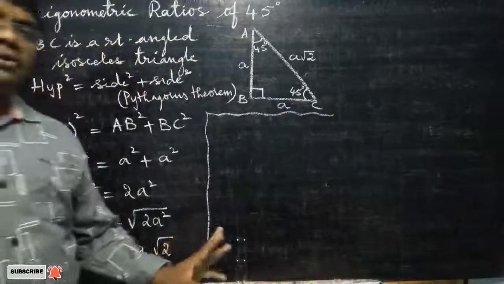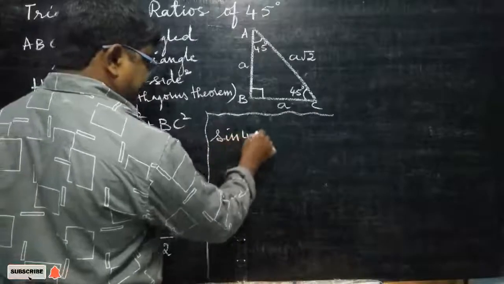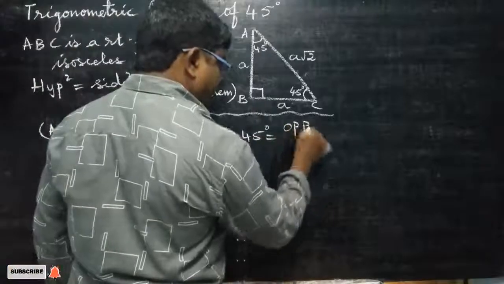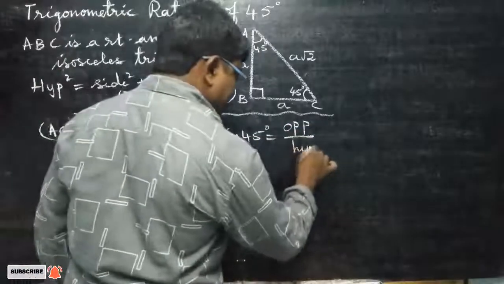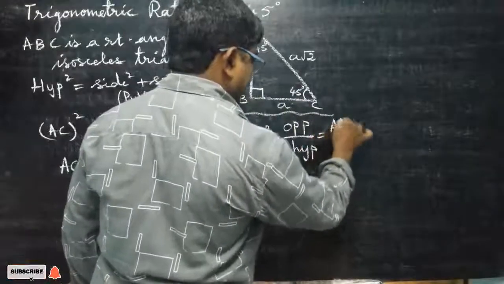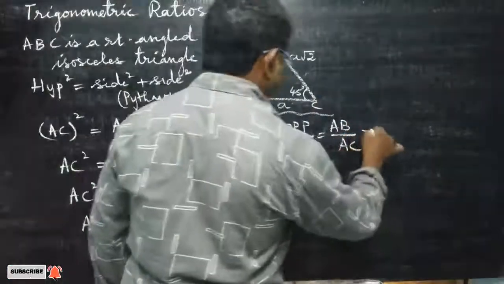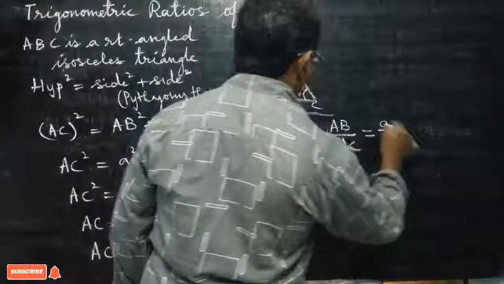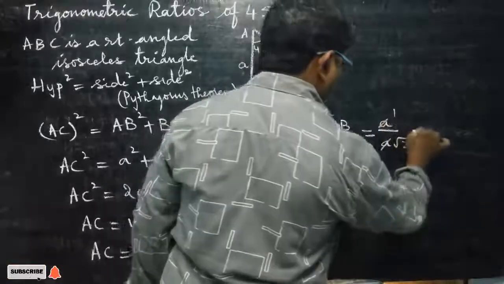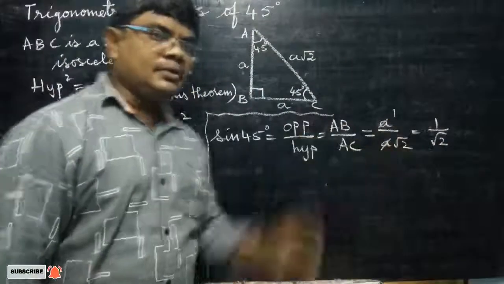Sine, cos, tan, if you know these, the rest three come automatically. So now sine 45 degrees. Sine 45 degrees means opposite side to 45 degrees by hypotenuse. What is the opposite side to 45 degrees? AB. So AB by AC is equal to A by A root 2. A goes in A one time, so 1 by root 2. So the value of sine 45 degrees is 1 by root 2.